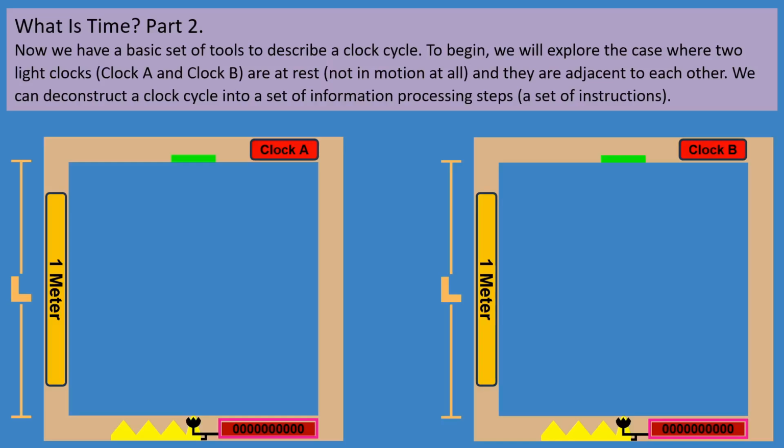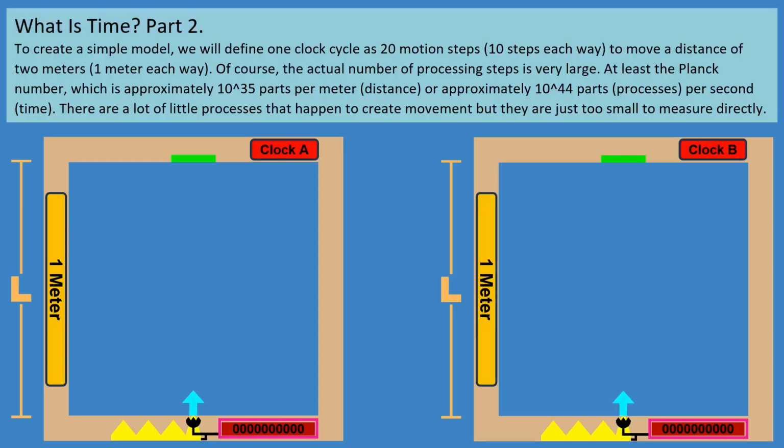To begin, we will explore the case where two light clocks, clock A and clock B, are at rest, and they are adjacent to each other. We can deconstruct a clock cycle into a set of information processing steps, a set of instructions. To create a simple model, we will define one clock cycle as 20 motion steps, 10 steps each way, to move a distance of 2 meters, 1 meter each way.